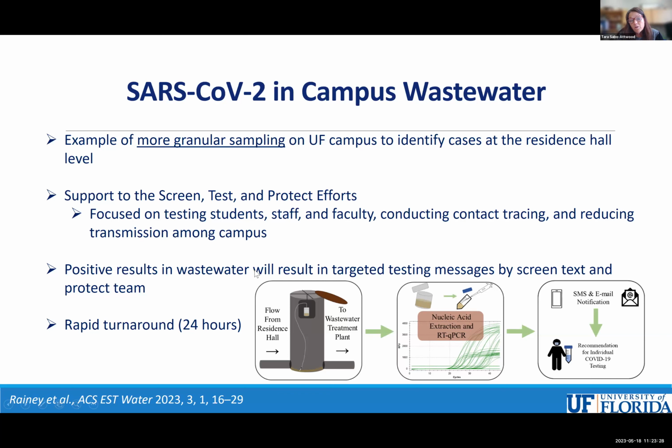The way that this worked is that we would take samples from these wastewater sites. We'll explain more in detail in just a minute. We would do the same sort of detection by PCR, rapid turnaround of 24 hours. And then if there were positive hits, then the screen, test, and protect program would actually send text messages to residents in a given building, asking if they would go get testing and letting them know that some people might be positive in their building.